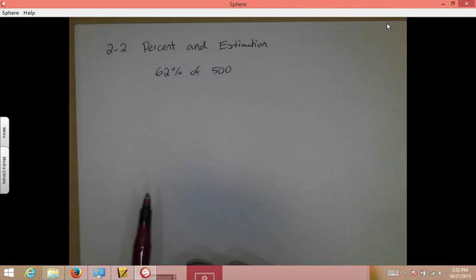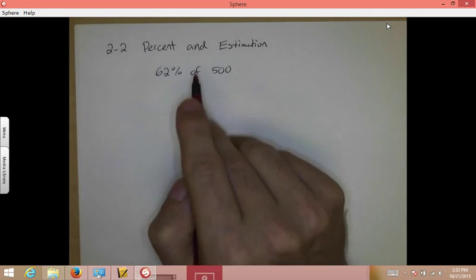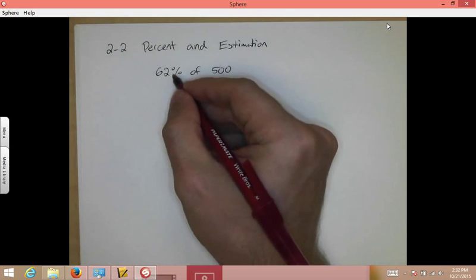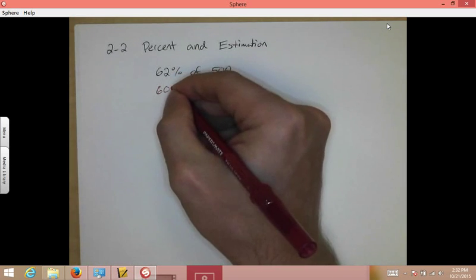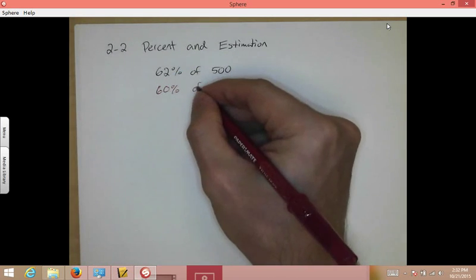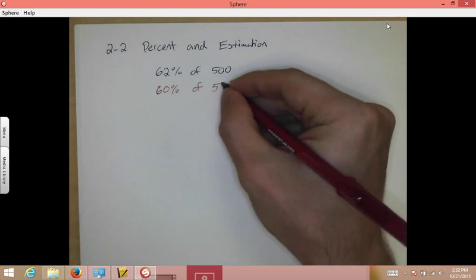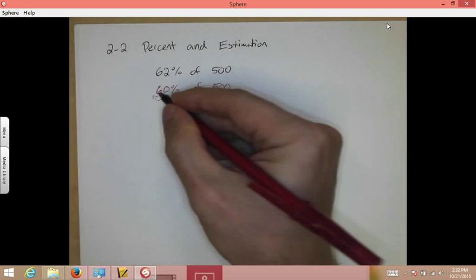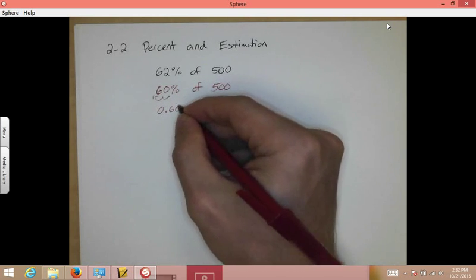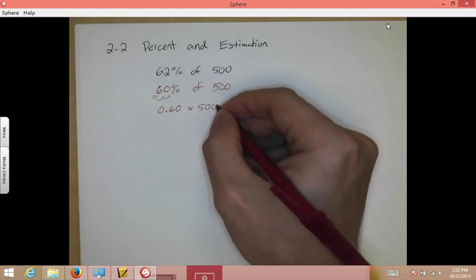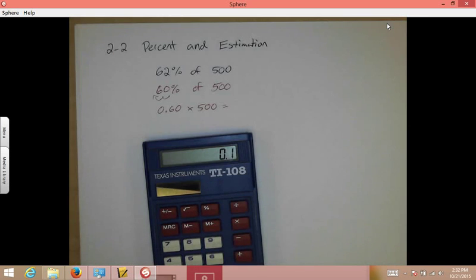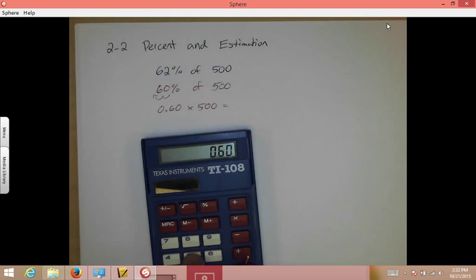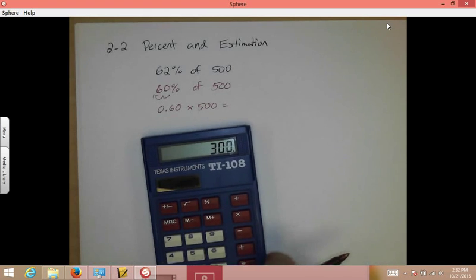Well, estimating we do before we solve the problem, not the same thing as rounding. So 62% is very close to 60%. 500 already ends in zeros, we're good. So we would do 60% of 500. .60 times 500, and we end up with 300.